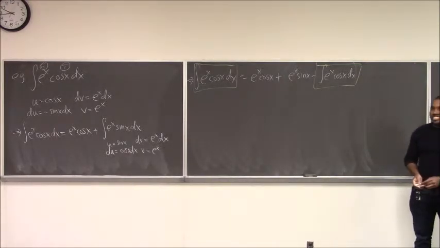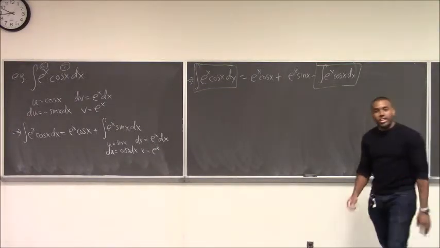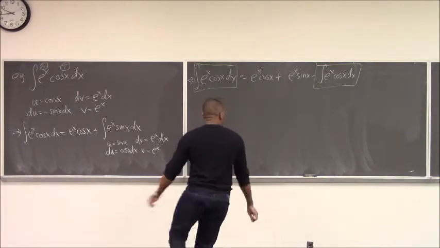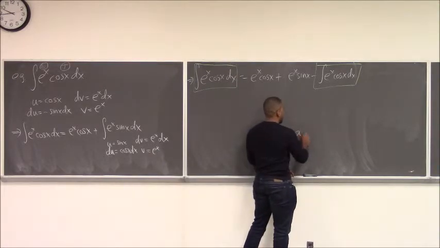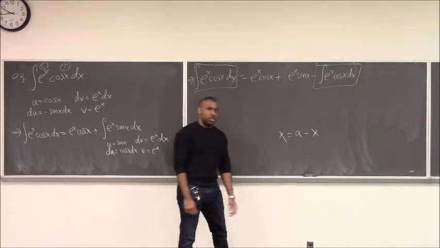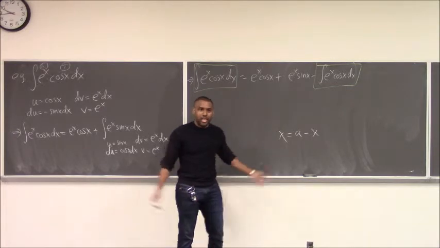Do you have an idea? Can you just combine like terms? It's algebra at this point. There's no calculus actually required. It's kind of like if you had x equals a minus x. We want to solve for x. Bring all the x's to one side.